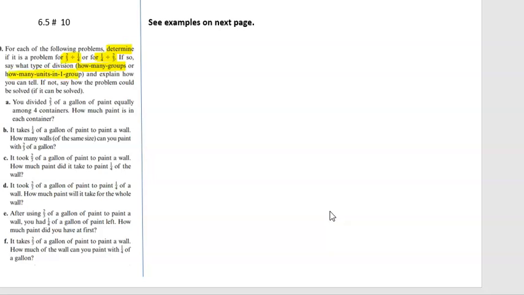And finally, if it's not a division problem, maybe it's addition, maybe it's subtraction, maybe it's multiplication. So you could say how the problem can be solved. But sometimes the problem cannot be solved because we were not given enough information. You can just simply say this problem cannot be solved. So let's look at some examples I have.